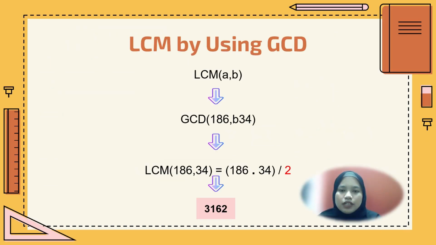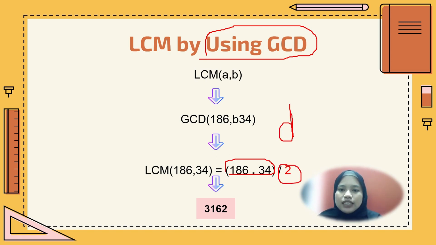Next, I will explain LCM by using GCD. First of all, the question is A is 186 and B is 34. So for LCM we need to multiply these two numbers and divide by 2. Why is it 2? Because our D is 2. When we divide this using a calculator, we will get the answer for LCM.